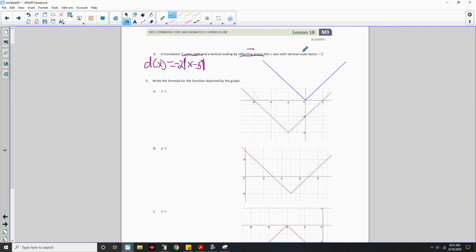Okay, actually it should be a vertical scaling factor of 2. That's telling us the reflection right there. So they're telling us 2 times that there's a reflection.